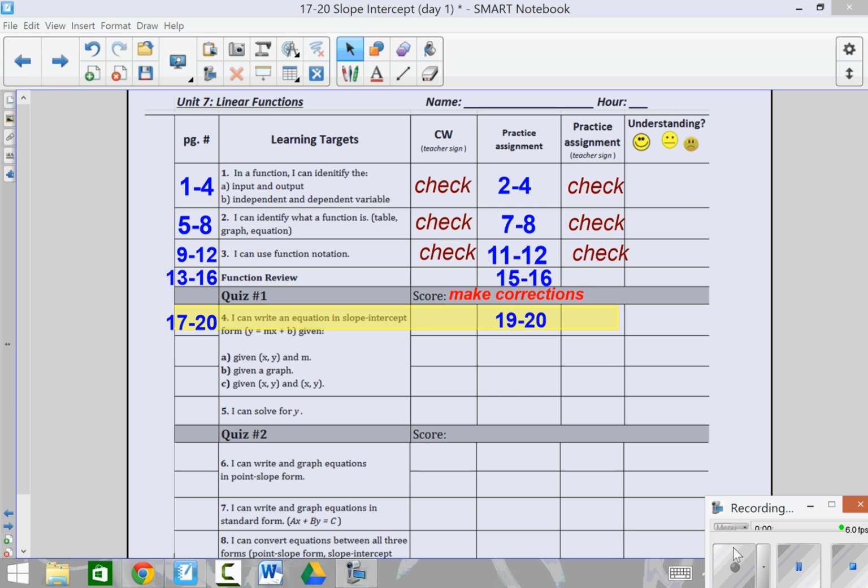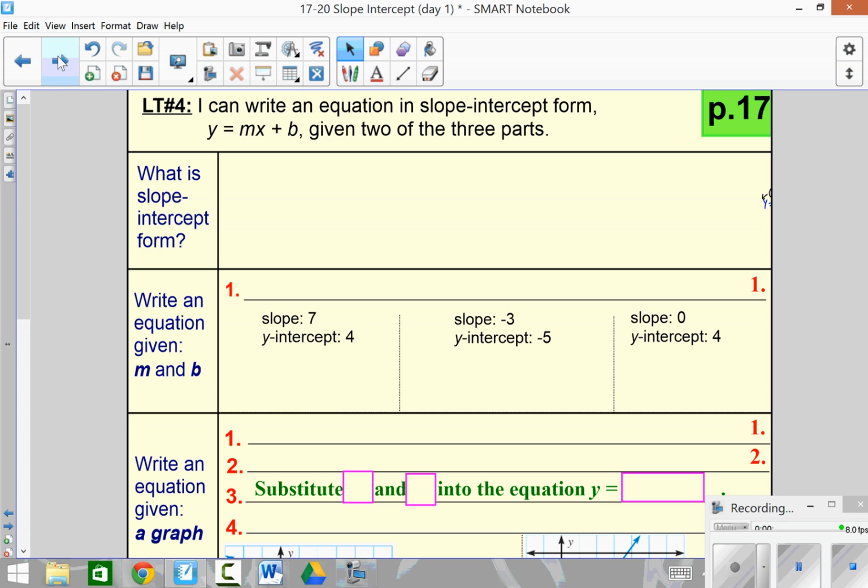This video is for Learning Target 4, day 1. We're going to spend 3 days on this, starting on page 17. Go ahead and turn to page 17. Our learning target is, I can write an equation in slope-intercept form, which is y equals mx plus b, given 2 of the 3 parts, okay?